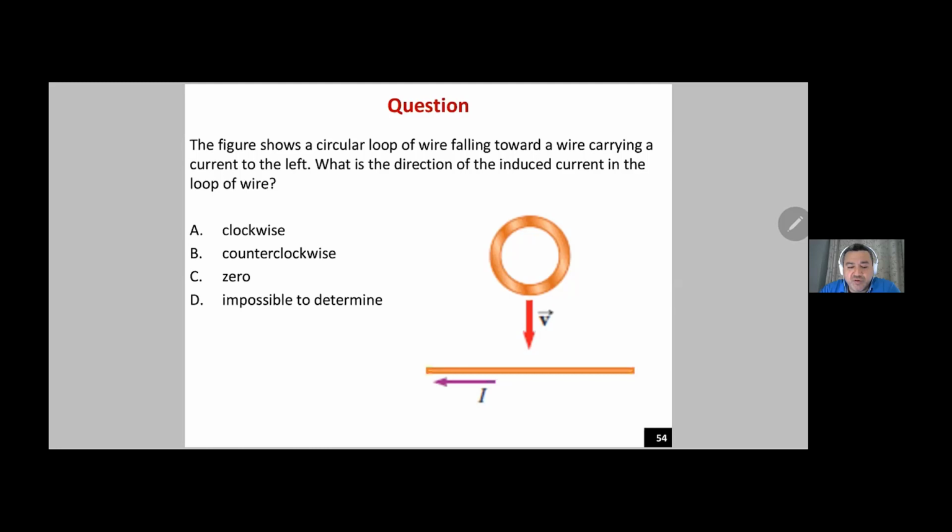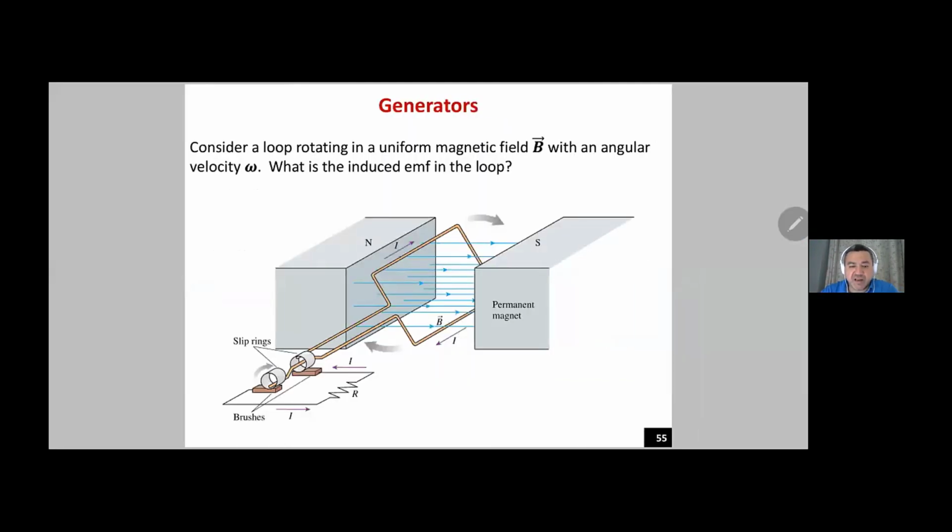No, you use the thumb for the wire. For defining the magnetic field of the straight wire, you use the thumb as the wire. But for the loop, you use the thumb for the direction of the magnetic field, and the fingers for the current. Okay, so let's move on to the next slide.